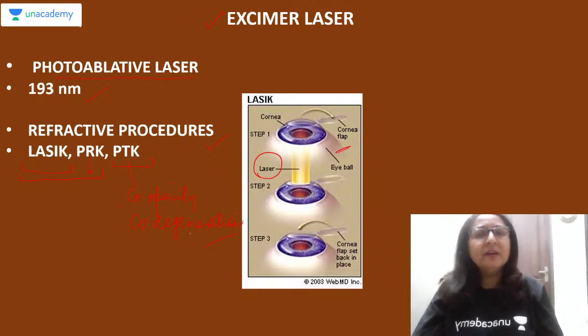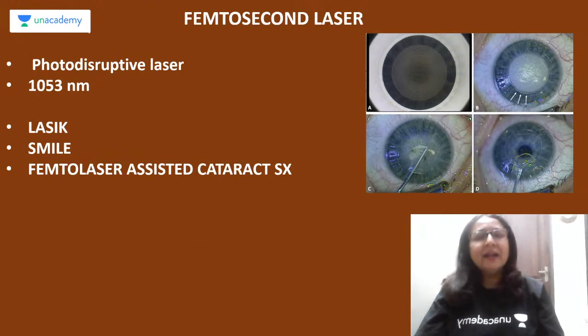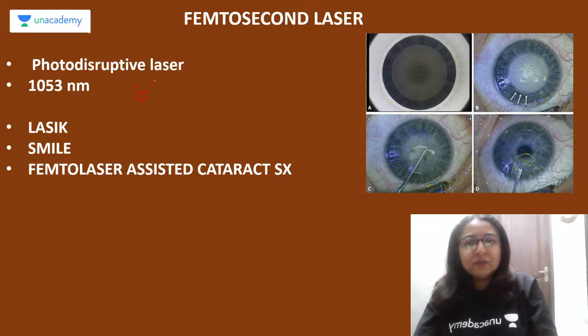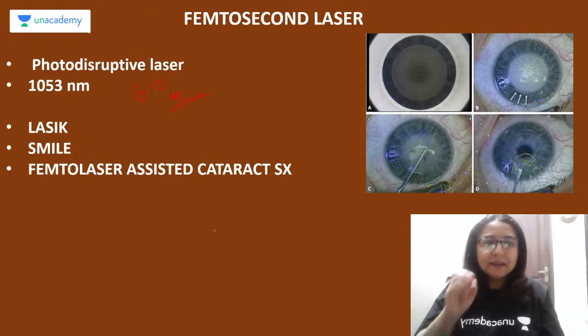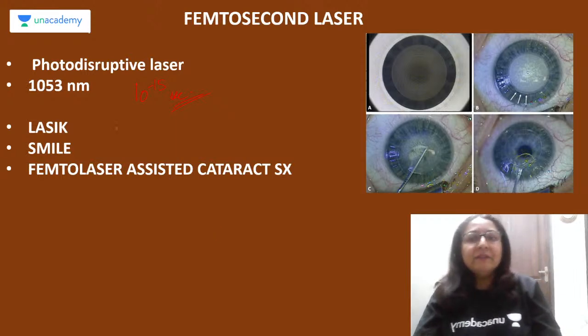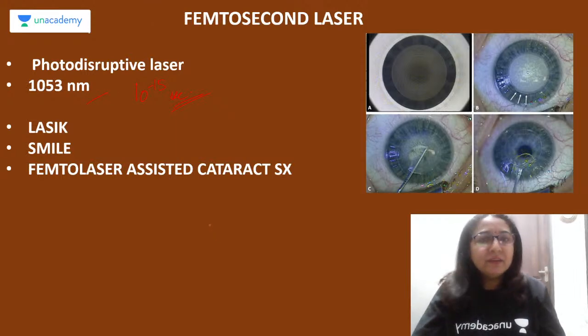So this is your Excimer laser, a photoablative laser, with main indications for refractive procedures like LASIK, PRK, and also for phototherapeutic keratectomy. Coming to the third type of laser used in ophthalmology, the femtosecond laser. It is called so because it has a very short pulse duration of 10 raised to the power minus 15 seconds. It is again a photodisruptive laser, but the difference from the Nd:YAG laser is that it comes as very fast short pulses. The wavelength is near infrared, 1053 nanometer.